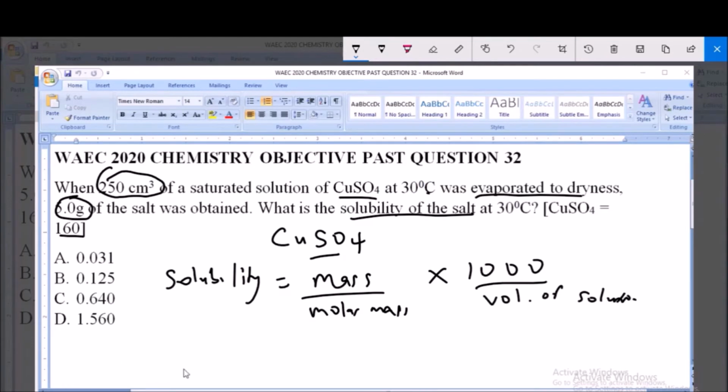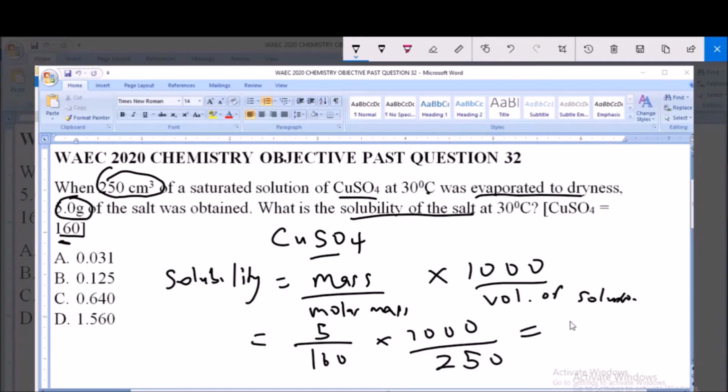The volume is the volume of the solution, and the mass and molar mass are of the salt. So if we input the values, our mass, like we said, is 5.0 grams. That is 5 over molar mass 160 times 1000 over volume of the solution 250 cm³. So if you compute this, it will give you 0.125 as your answer. 0.125 is option B, so option B is the correct answer to this question.